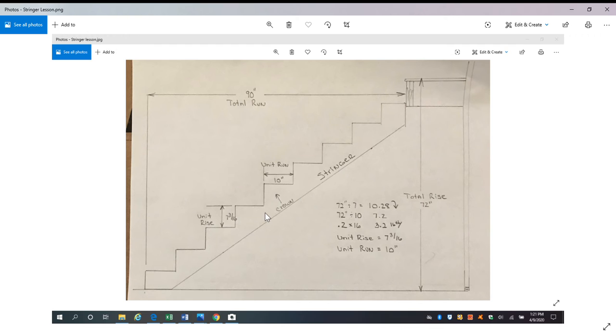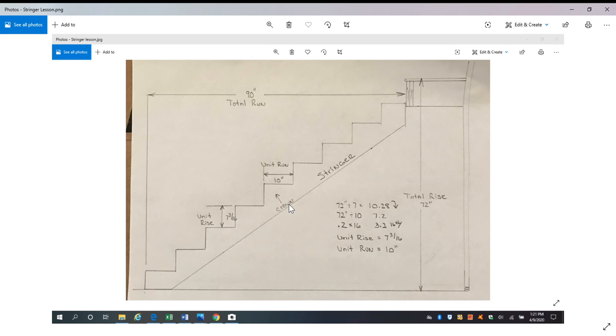We have a unit run of 10, like that. There is a rule of thumb that if you take one rise plus one tread, it should fall into 17 to 18 inches, which this one does. Now that we have calculated the 7 and 3/16 unit rise and a 10-inch tread, we can find out what the total projection is. Remember, there's always one less tread than there are risers, so there would be 9 of them. So it would be 9 times the 10 inches, for a total run of 90 inches.